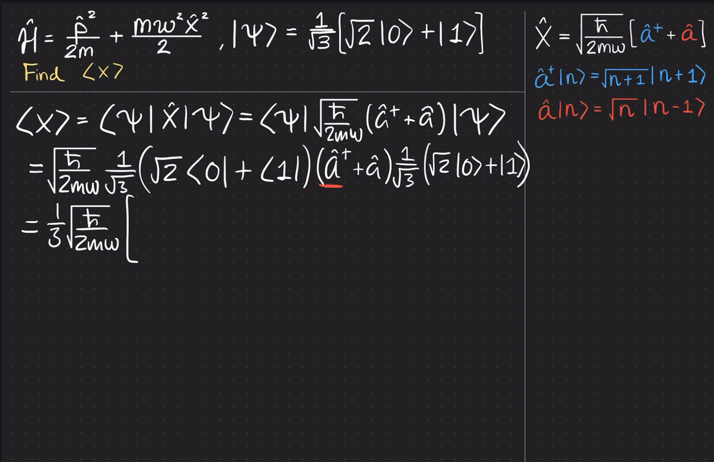So for example, let's start with this. And so we'll begin by writing, for example, root 2, bra 0, and then I'll place this a hat dagger, or the raising operator, in between, and now we have to close this. And so we're going to close it, for example, with the first term over here. So I'll write the root 2 outside. It's just a scalar, so I can move it outside.